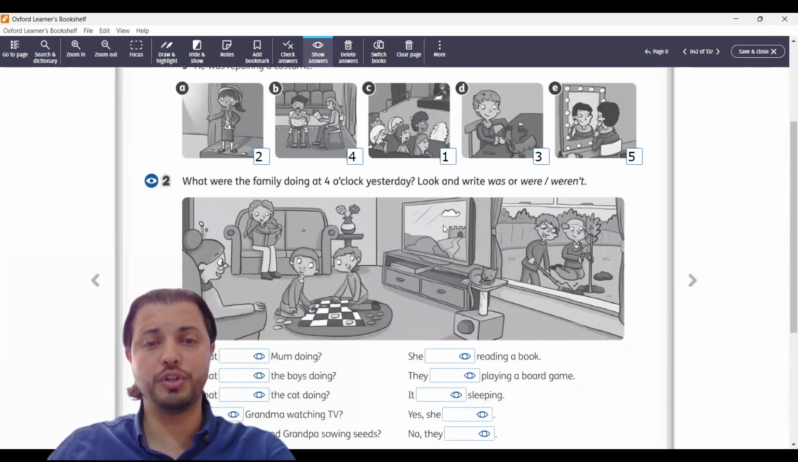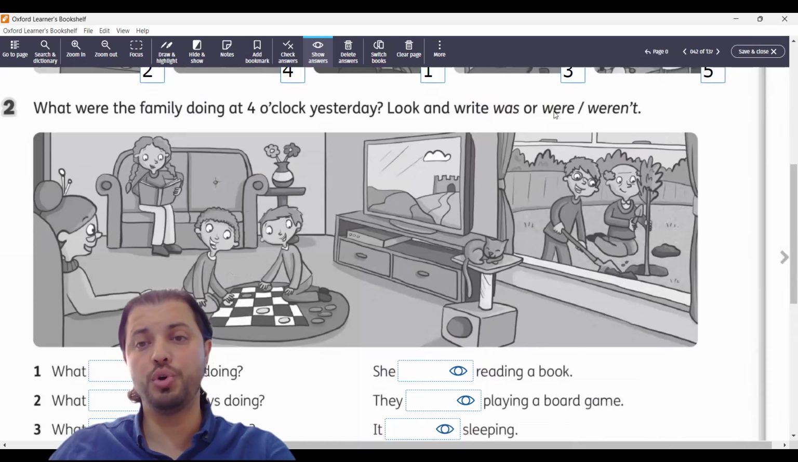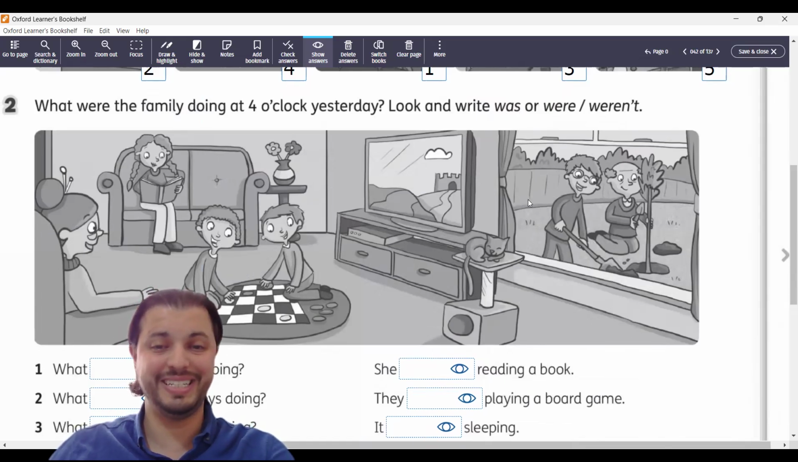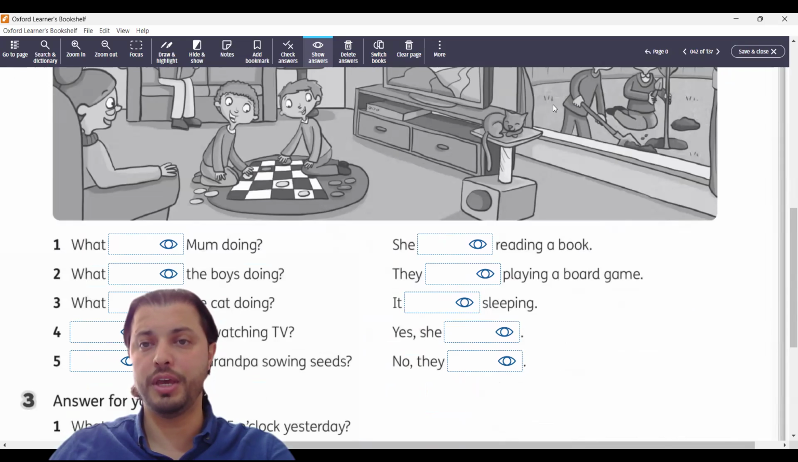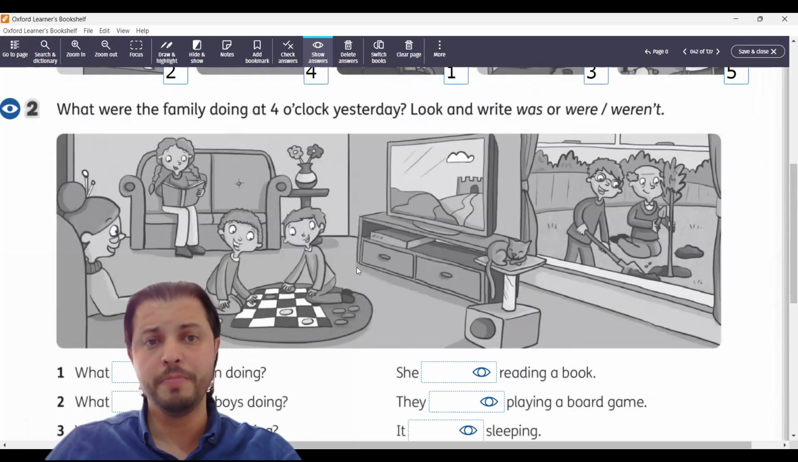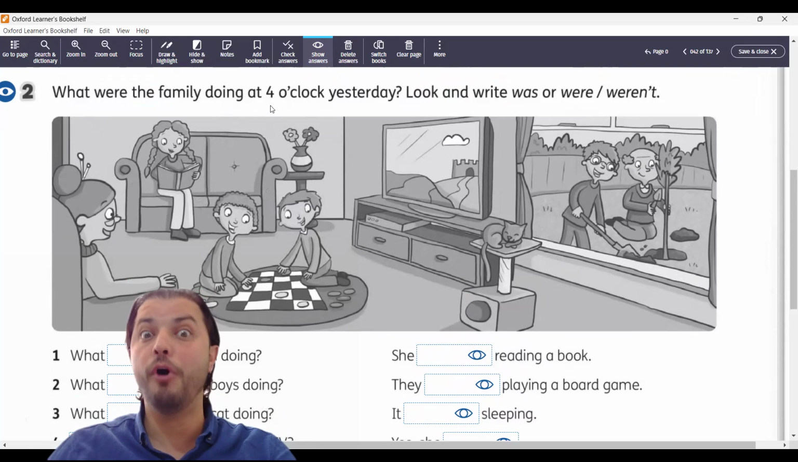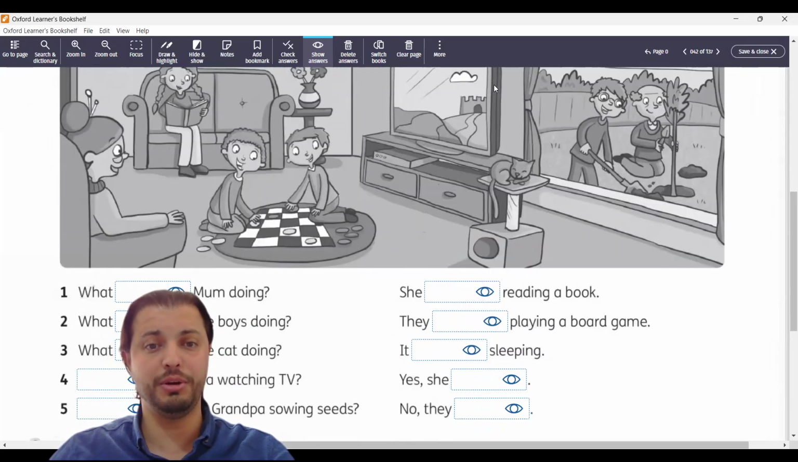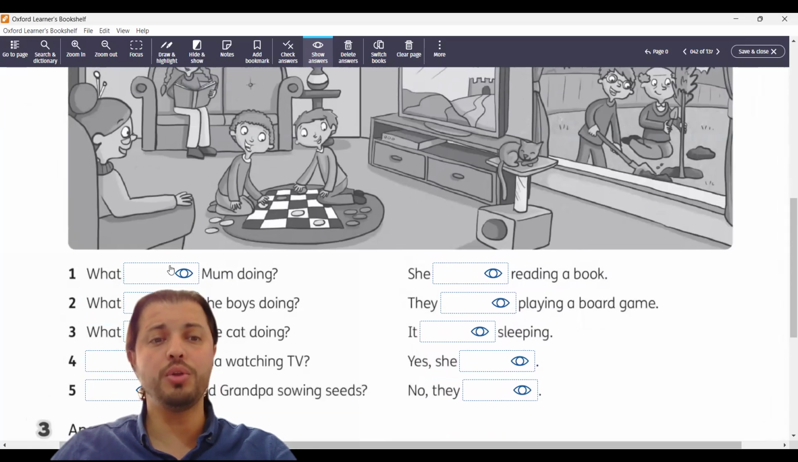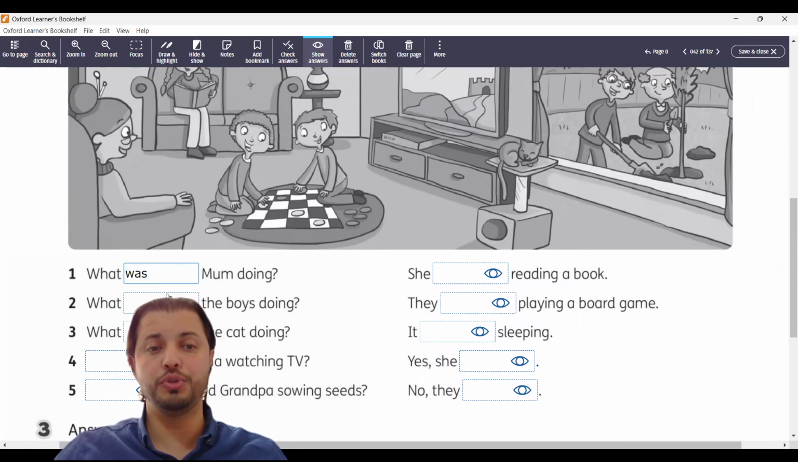So now we have to check here and see what you can understand from this. So was, were, or weren't, or wasn't. Okay. So let's make it up together. Ready? Yeah. Here we go. Okay, so let's continue, guys. As you see here now, what were the family doing at 4 o'clock yesterday? Look, was, or were, or weren't. So let's make it up together. Now, mom, was or were? Of course, was. What was mom doing?